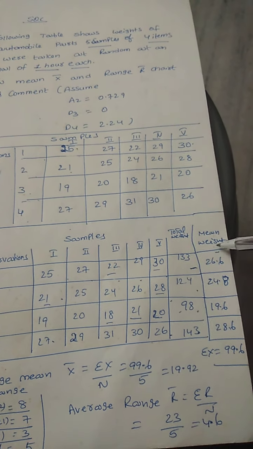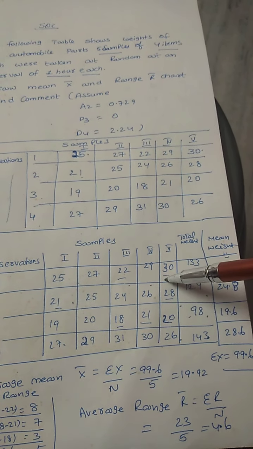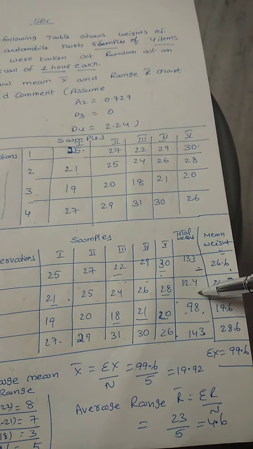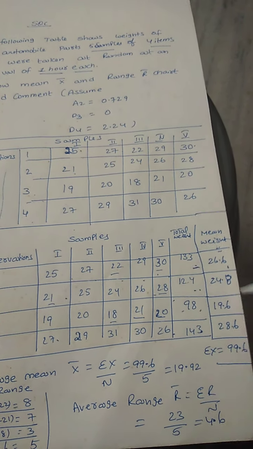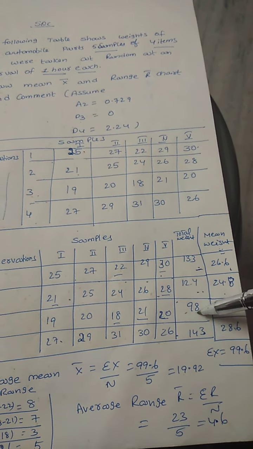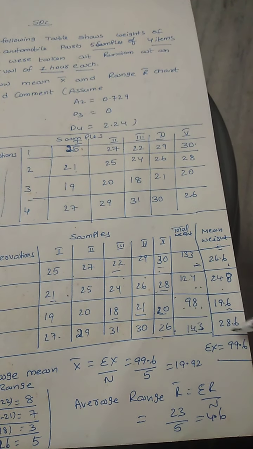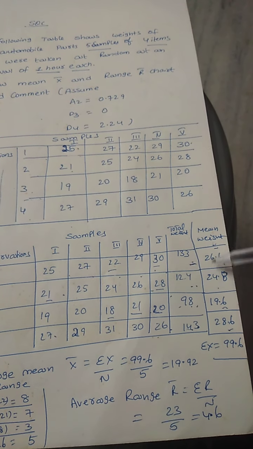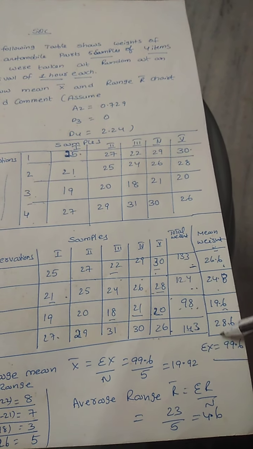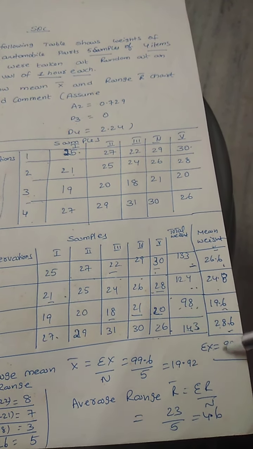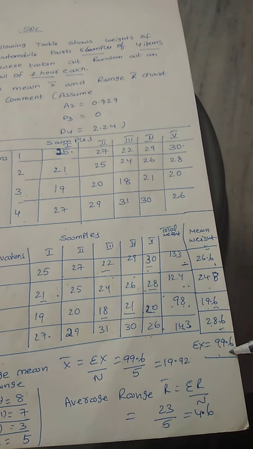What is the mean weight? Mean weight means 133 divided by 5, 26.6. 124 divided by 5, 24.8. 98 divided by 5, 19.6. And 143 divided by 5, 28.6. Let us add all these values, total mean weights, that is sigma x. Sigma x means total mean value 99.6.